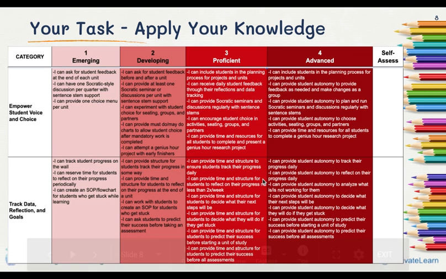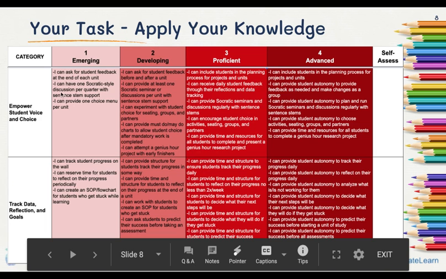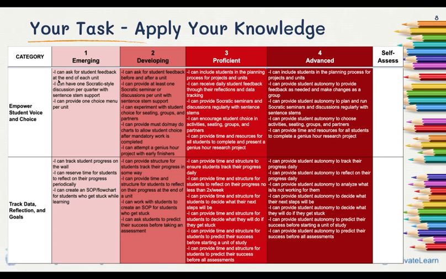The next section is empower student voice and choice. So if you are not asking for student feedback at the end of each unit, you could start doing that now. You can also have one Socratic style discussion per quarter with sentence stem support and provide one choice menu per unit. So these are 3 things that you would have to do if you're not already doing them.